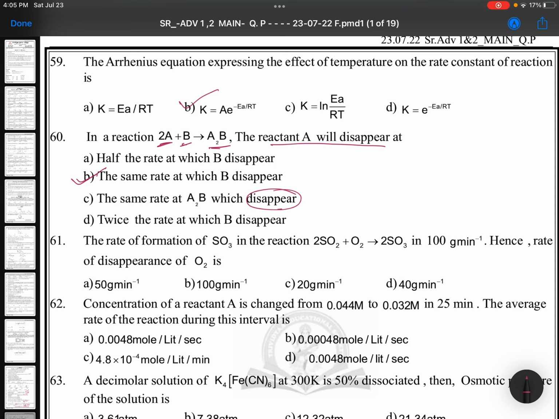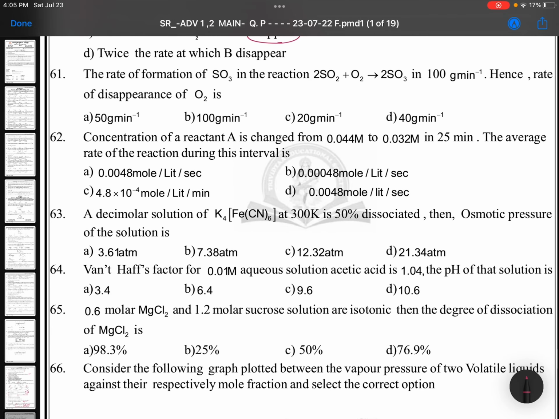Okay, see carefully. The rate of formation of SO3 in the reaction 2SO2 plus O2 gives 2SO3 is 100 gram per minute. Hence, the rate of disappearance of O2 is? From the equation, you can see 32 grams of oxygen disappears when 2 into 80 grams of SO3 will be formed. They are asking about 100 grams of SO3. How much of this is? 100 into 32 by 2 into 80. 4 times, this is 5 times. 4 ones are 4, 4 eights are 32. So 8 fives is 40 by 2. That is 20.